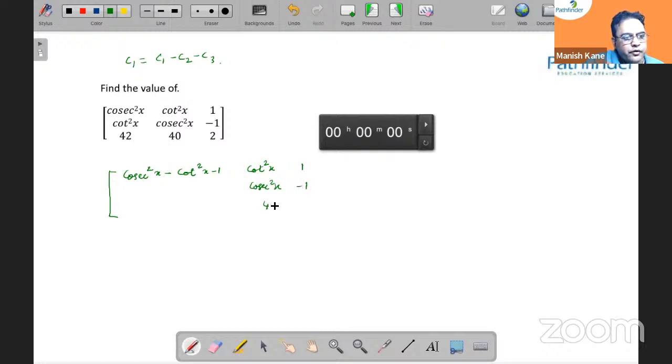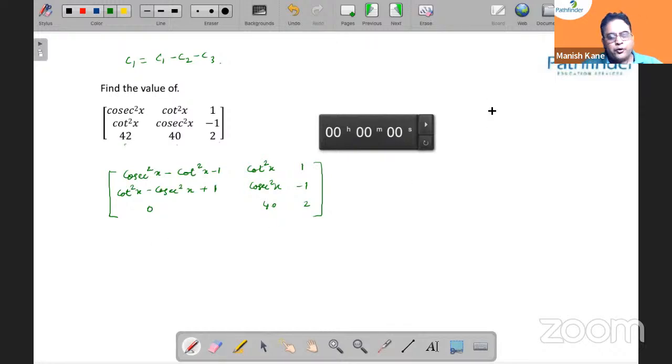And here 40 and 2. Here I'll have cot square x minus cosec square x plus 1. And 42 minus 40 minus 2 is going to give me 0.